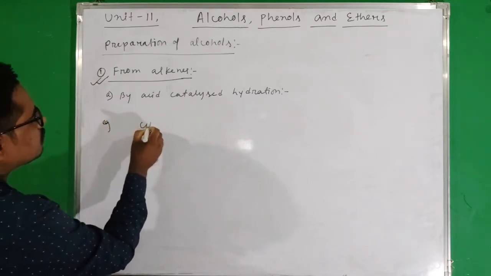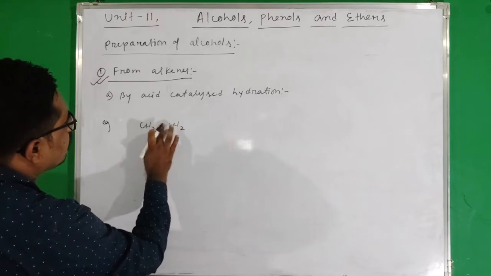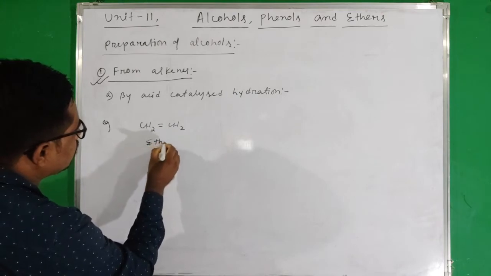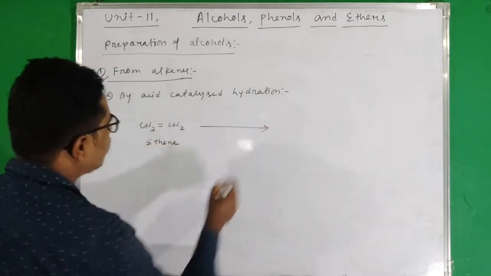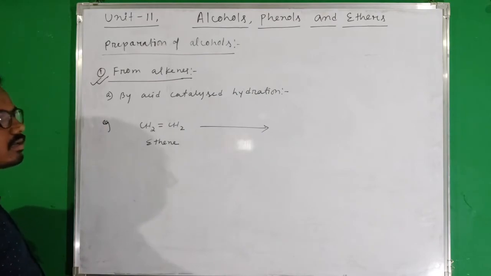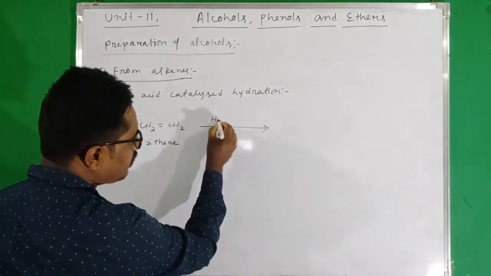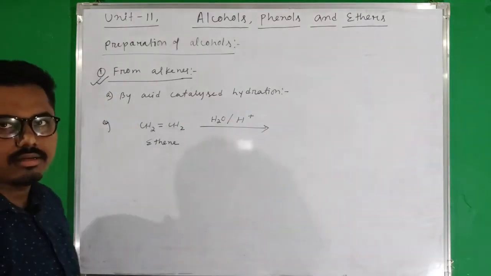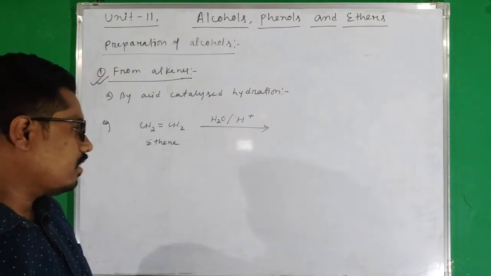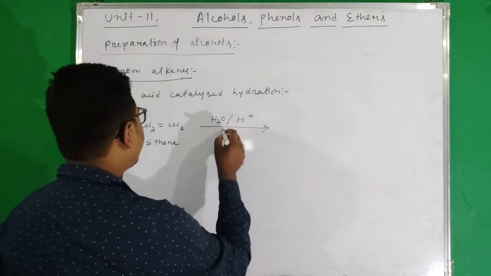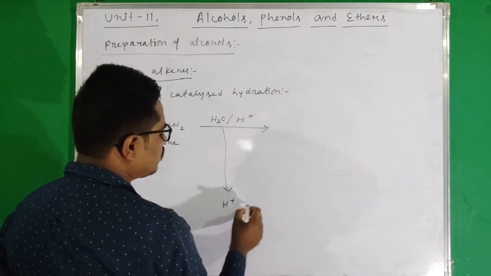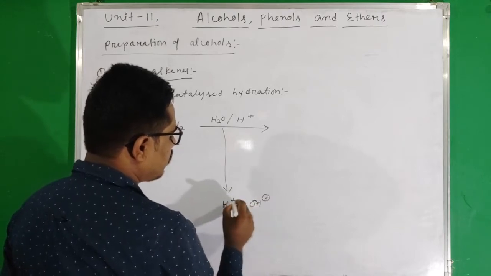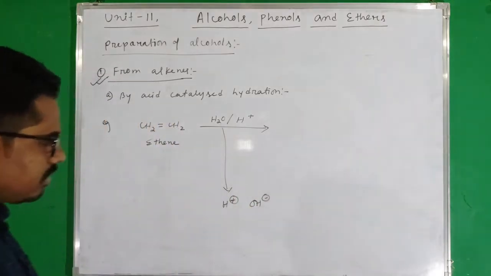Therefore we have to take an alkene, and we are taking the simplest alkene, that is ethene. After that, the reaction is by acid catalyzed hydration. That means we have to add water, and the reaction is catalyzed by an acid, that is H positive ion. In presence of acid, water will break and form H positive and OH negative.